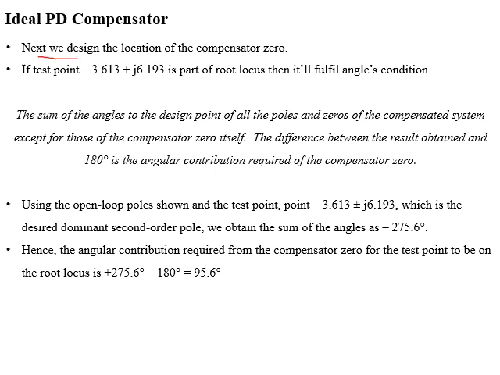Dear students, now we will design the compensator for the system to make the design point a part of the root locus. If the test point -3.613 + j6.193 is a part of the root locus, then it must fulfill the angle criterion, which says that we sum the angles to the design point of all the poles and zeros of the compensated system except for those of the compensator zero itself, and the difference between the result obtained and 180 degrees will be the angular contribution required from the compensator zero. With the help of this angular contribution, we will find the location of the compensator zero.